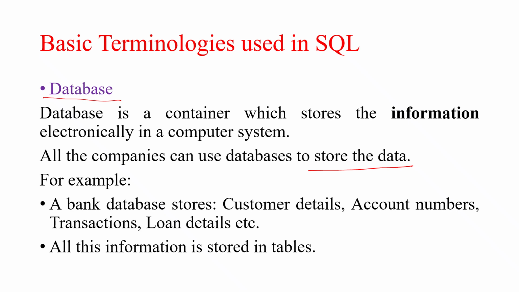For example, if you consider a bank database, it can store its customer details, the account numbers of the customers, transactions of the customers and loan details of that particular customer. All these things are stored in the form of tables. Later we will see what a table is.